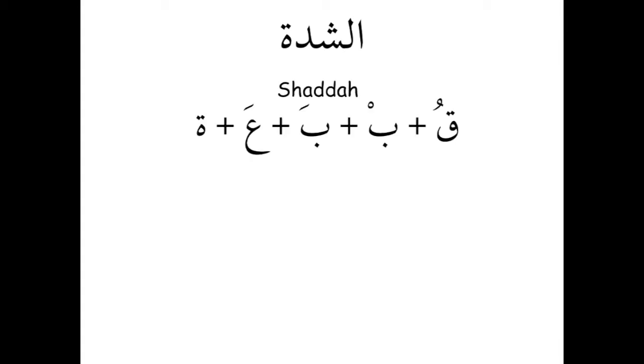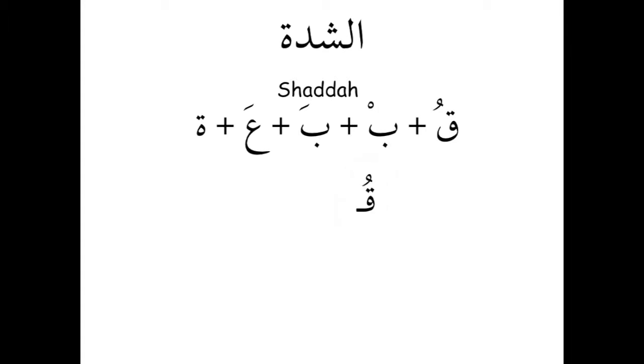First, الشدة. We draw a shaddah on top of a letter and it looks like a small W written from right to left, obviously, like so. So that's a shaddah, and it goes again on top of a letter. Let's take an example. Let's combine these letters.